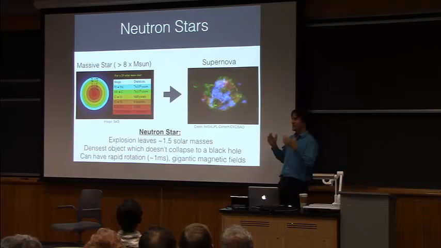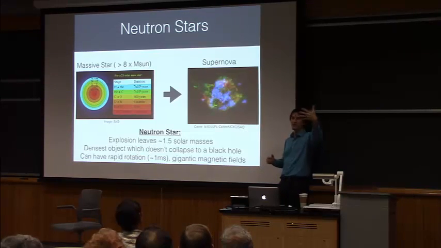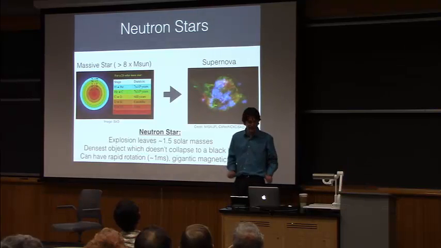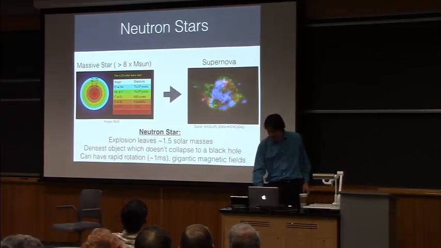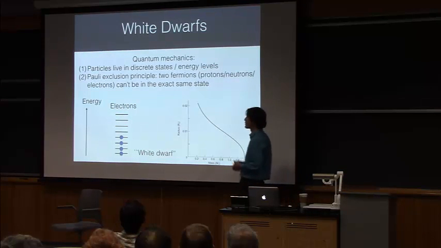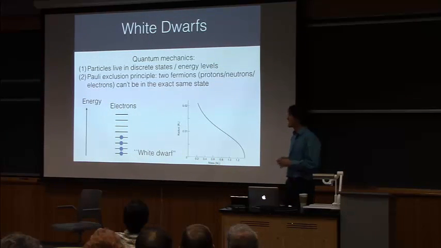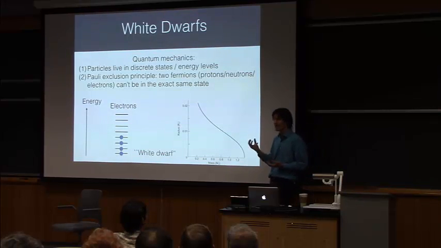And so you have those three possible outcomes. Either you form a white dwarf, which is about 1,000 miles wide, a neutron star, which is about 10 miles, or you go all the way to a black hole. What determines which one it is? Well, to understand that, we actually have to go into quantum mechanics. Without talking about quantum mechanics, we cannot explain what can possibly support the star against gravitational collapse.